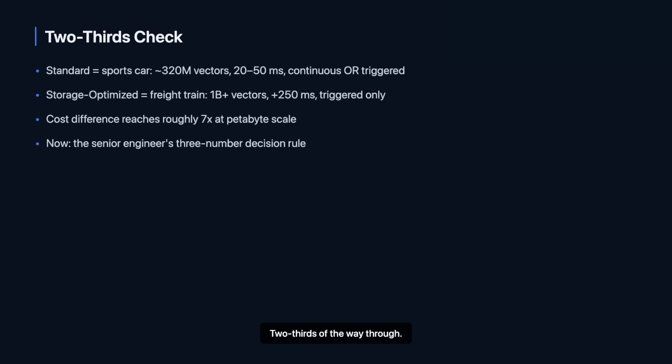2/3 of the way through. Standard is the sports car, around 320 million vectors, 20 to 50 millisecond queries, both sync modes available. Storage optimized is the freight train, over 1 billion vectors, plus 250 milliseconds per query, triggered sync only. At petabyte scale, the cost difference reaches roughly 7 times. Now let's compress all of that into the rule a senior engineer actually uses at the whiteboard.